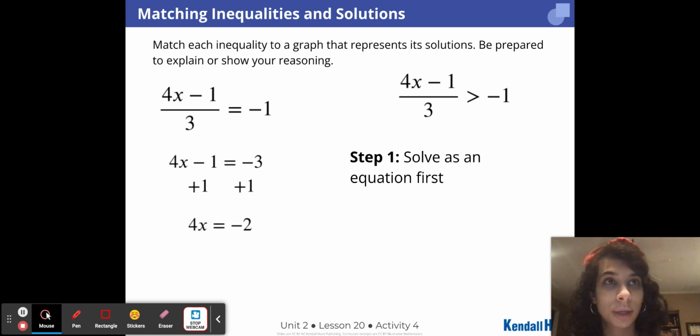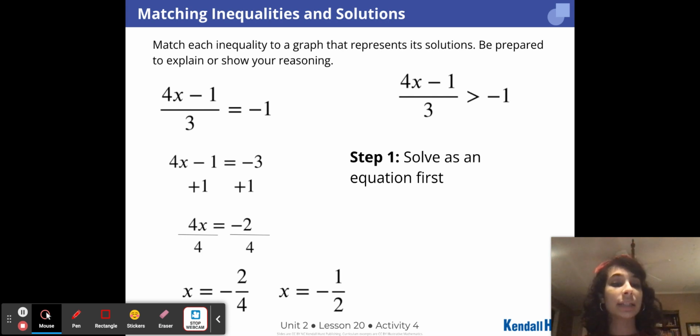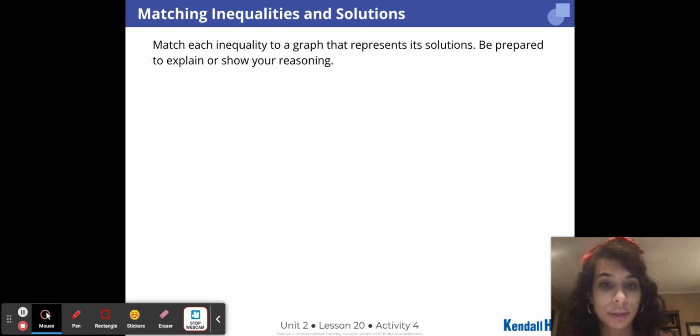4 and x are being multiplied together, so the opposite operation of multiplication is division. And so I'm going to divide by 4 on both sides, and that's going to give me x is equal to -2 over 4, or x is equal to -1 over 2. We're not done yet though, right? We solved it as an equation. And so step 2 is how do we solve it as an inequality now?